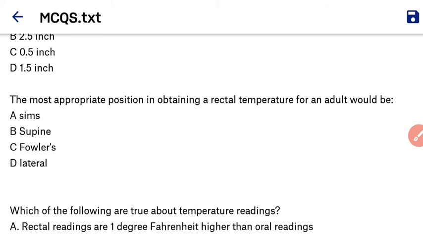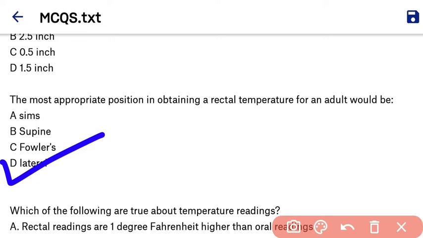Next, the most appropriate position in obtaining the rectal temperature for an adult would be. So here our right answer is the lateral position.